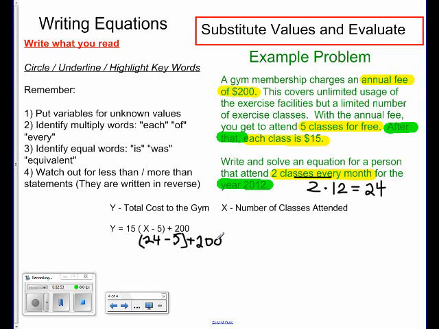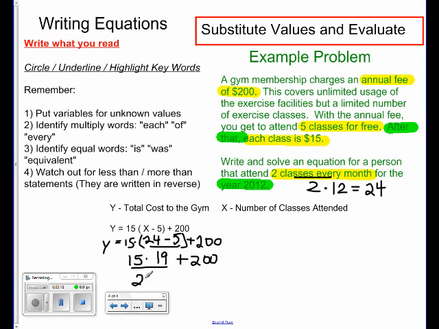Now you could distribute, but I would recommend at this point, because we just have all numbers, I would just follow PEMDAS. So do the parentheses first. 24 minus 5 is 19. Then you have 19 times 15 plus 200. You multiply before you add. So we'll do 19 times 15, which is, I believe, 285. Yeah, 285.